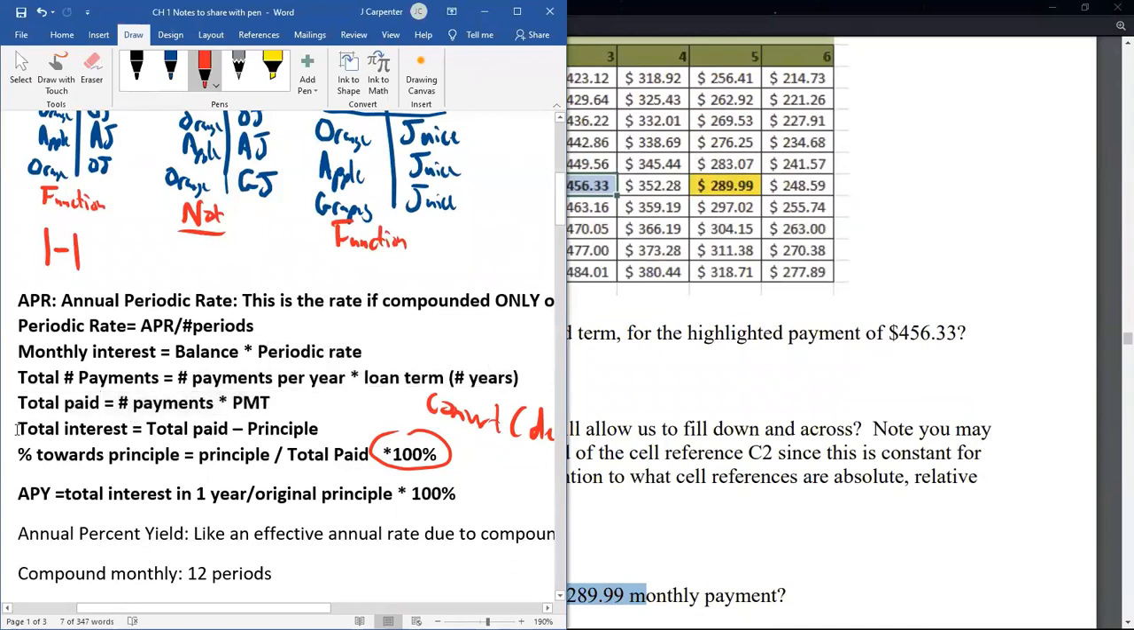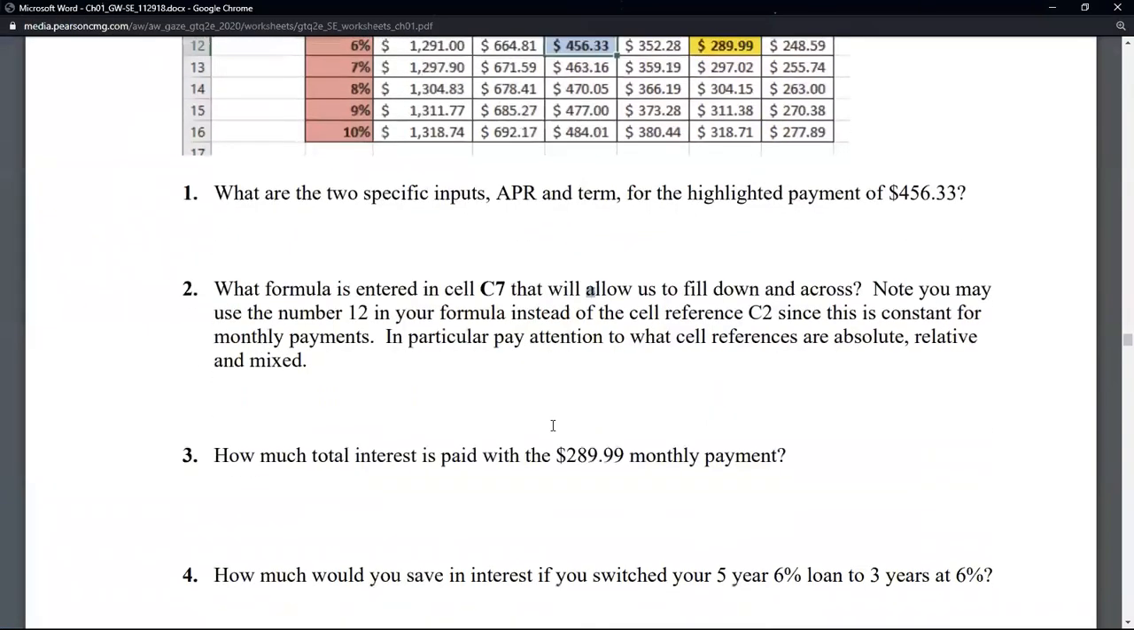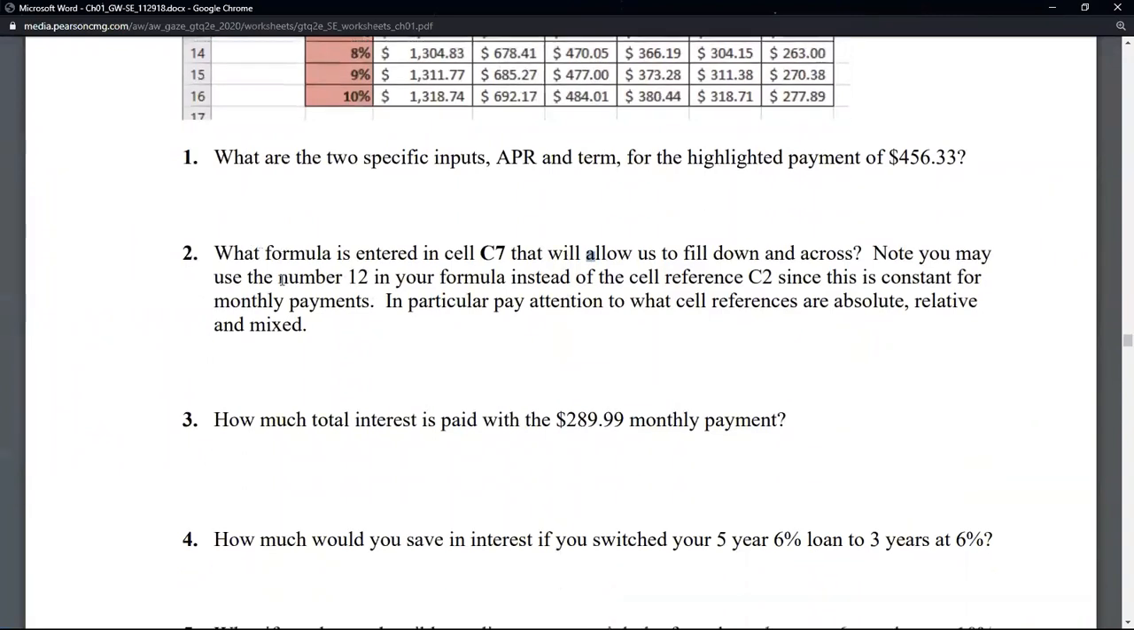So total paid and total interest. The total number of payments has to be done first, but that feels like a more implicit step to a lot of students. So that's how you get question 3. You'll have to go through those 3 formulas, if you will.